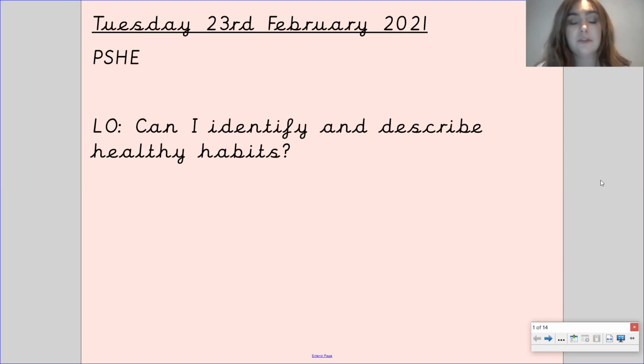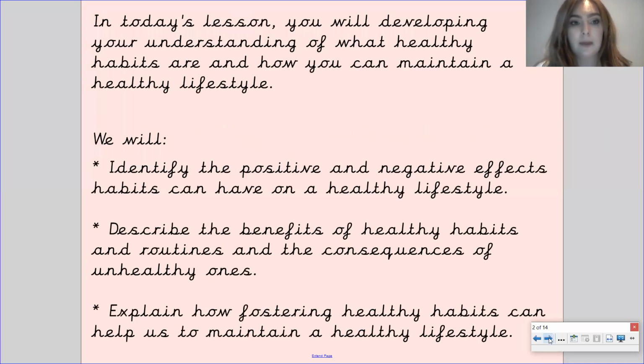And our learning objective for today's lesson is, can I identify and describe healthy habits? So in today's lesson, you will be developing your understanding of what healthy habits are and how you can maintain a healthy lifestyle. We will identify the positive and negative effects habits can have on a healthy lifestyle. We're going to describe the benefits of healthy habits and routines and the consequences of unhealthy ones. And we're going to explain how fostering healthy habits can help us to maintain a healthy lifestyle.